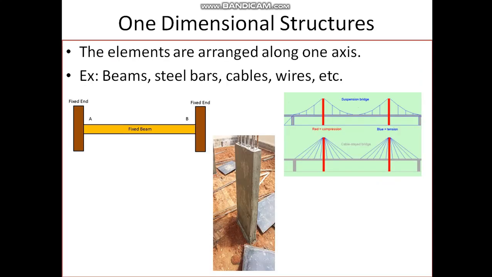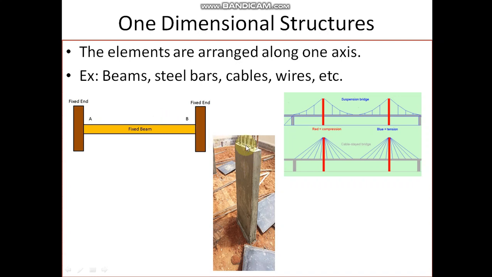Now we will see the first one, the 1D structure, which is also called a skeletal structure. If the dimension of a particular structural element is predominant over only one axis, then it is called a 1D structure. For example, consider a beam. The length is predominant, which is very large when compared with its cross-sectional dimensions. So it can be categorized as a 1D element.